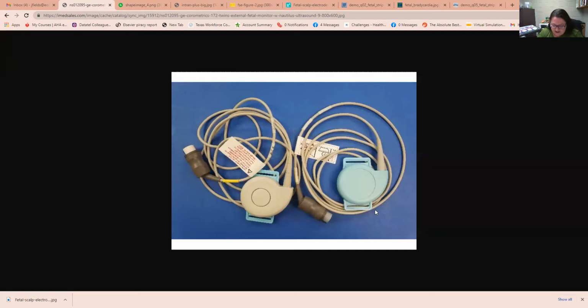There actually is a new monitor that uses 5 electrodes on the abdomen, and it transfers the data via Wi-Fi or Bluetooth, and it may allow more mobility and may have a little bit better transmission of data. Okay, so that's external monitoring. The next thing we're going to talk about is internal monitoring.